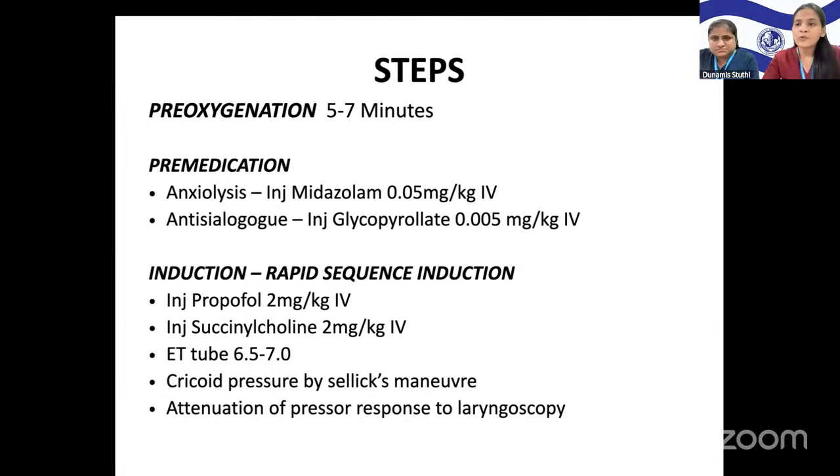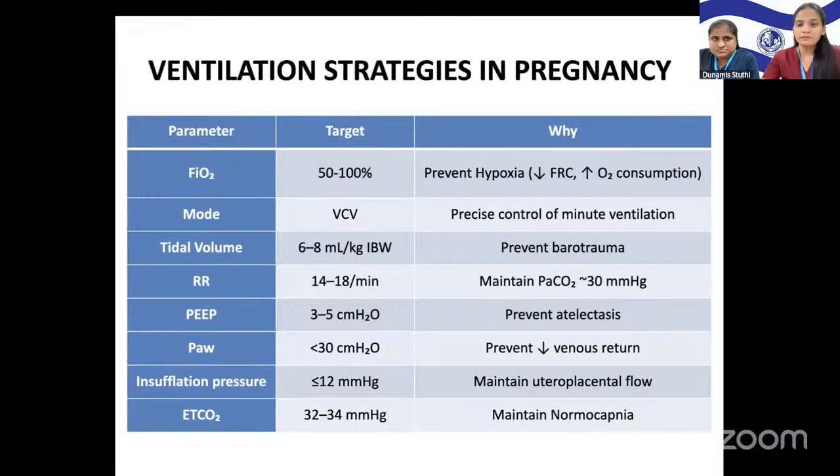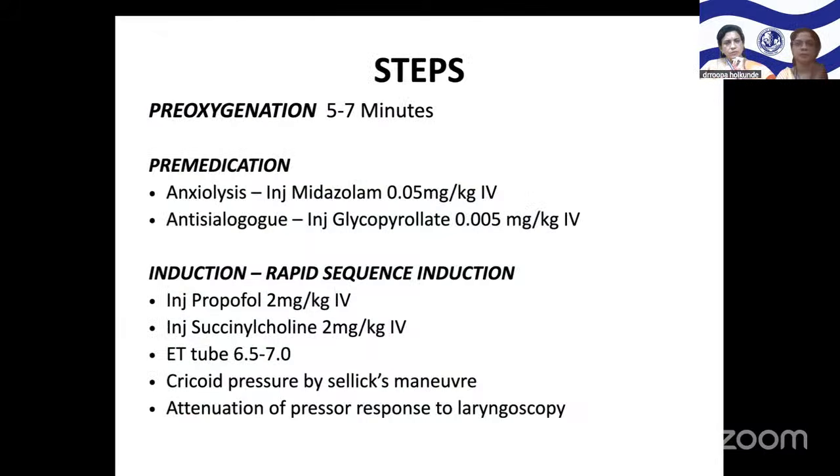Next, attenuation of pressure responses to laryngoscopy has to be done, as we would like to avoid any catecholamine release, any sympathetic stimulation which can cause detrimental effects on the fetus. Injection lignocaine 1.5 mg per kg IV will be given. Why are you preferring a lesser number ET tube? The airway in a pregnant mother is edematous and the mucosa is very friable and delicate, so we will use a lesser number ET tube as it can cause bleeding.